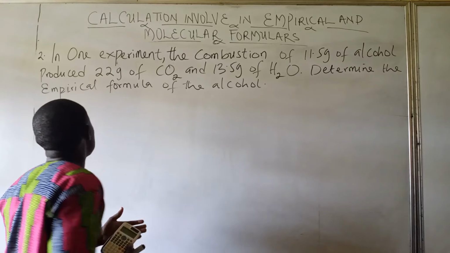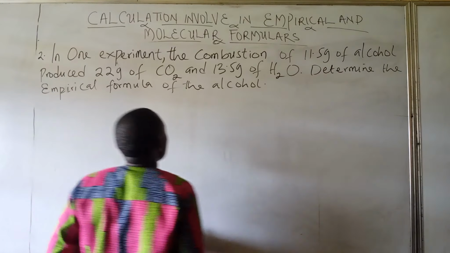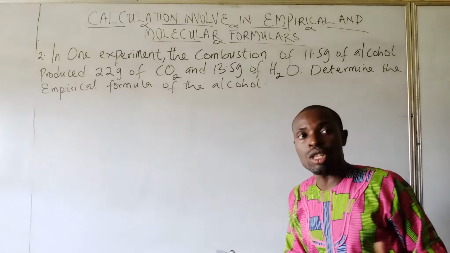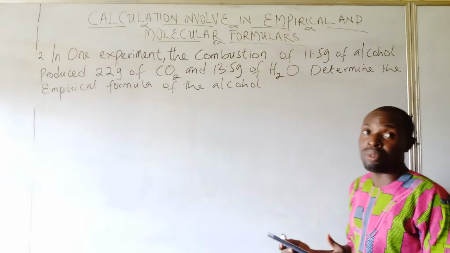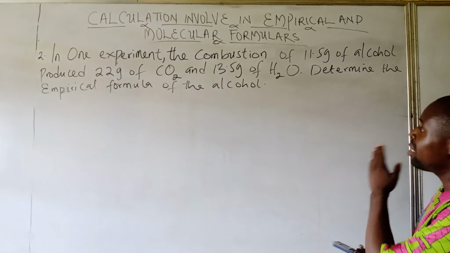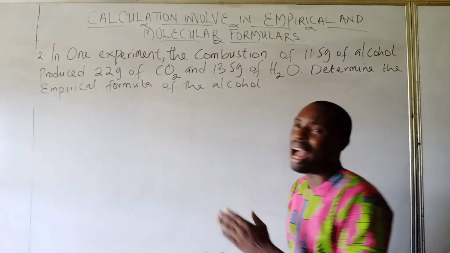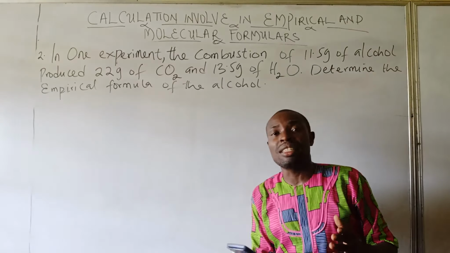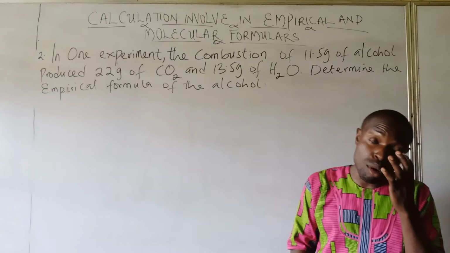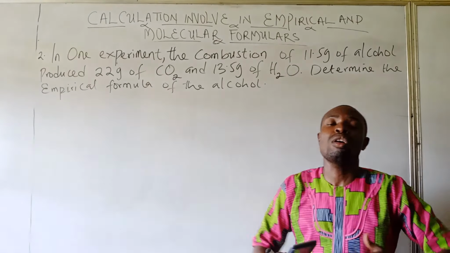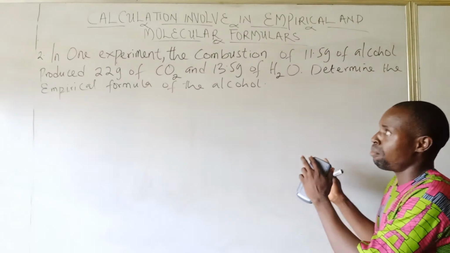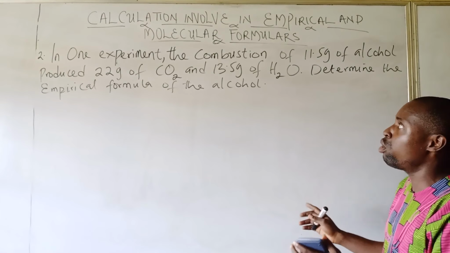In the next question, the question says, in one experiment, the combustion of 11.5 grams of alcohol produced 22 grams of carbon dioxide, which is CO2, and 13.5 grams of H2O. The question says, determine the empirical formula of the alcohol. Now, we should not forget that the components of alcohol are carbon, hydrogen, and also oxygen. But we are going to do it based on the calculations here.